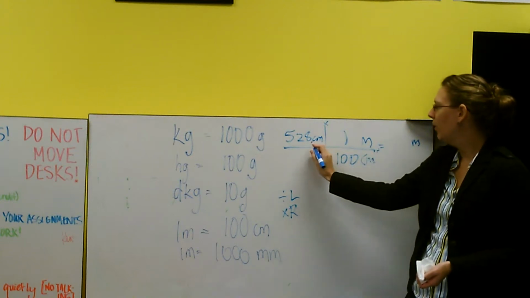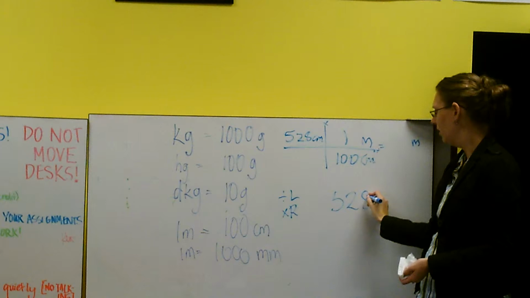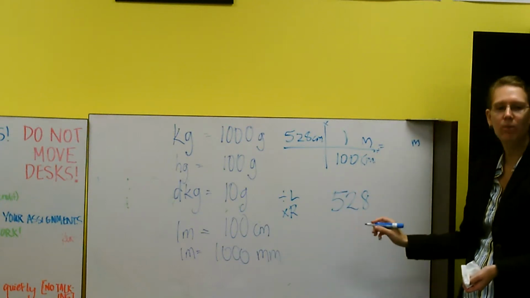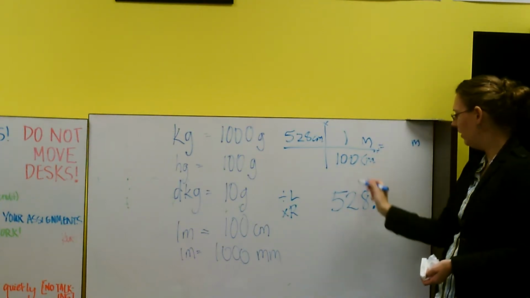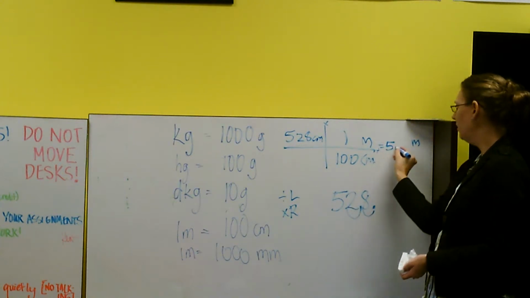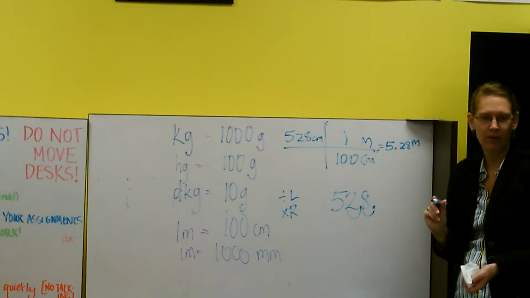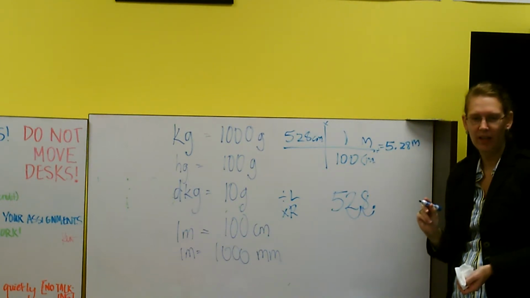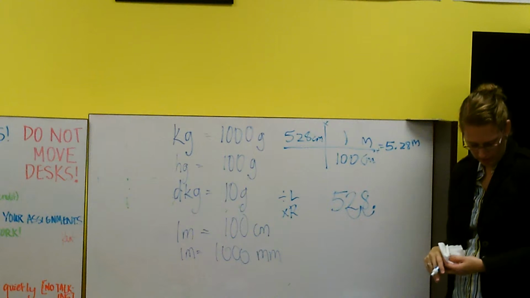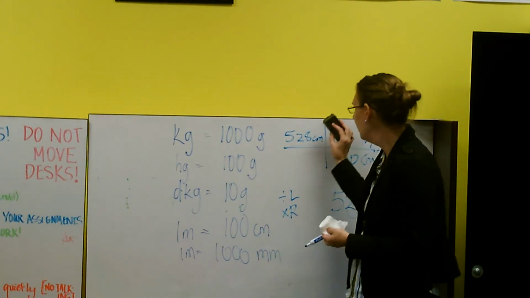Okay, so divide. Where did our decimal start up here in 528? We don't see it. We always know it's back here. Move it 2 times to the left. 1, 2. My answer is 5.28 meters. Everyone clear on that? We'll do another example. Okay. Convert 486 kilograms to grams.